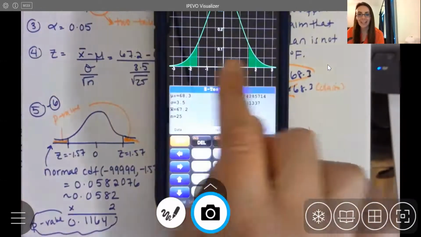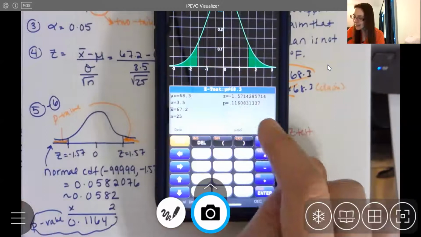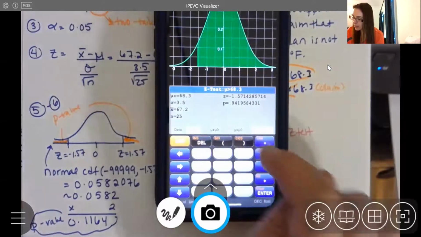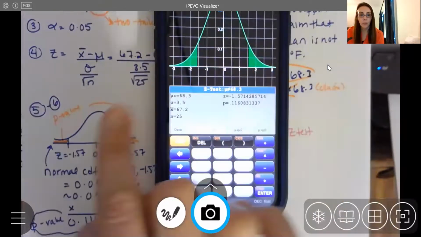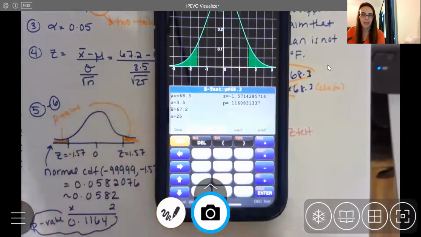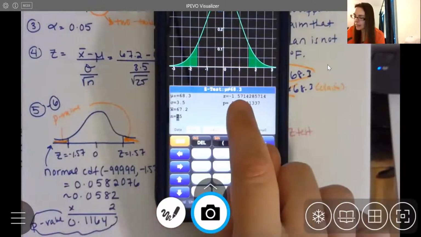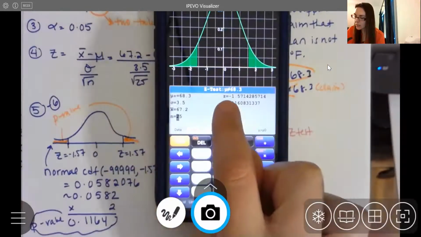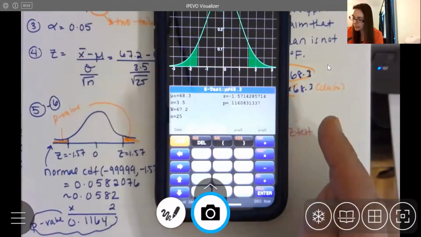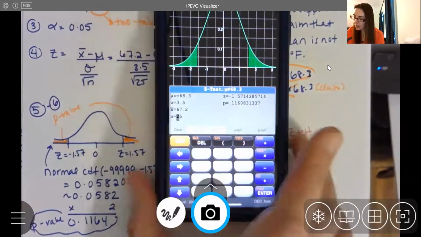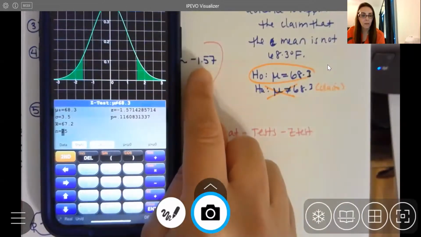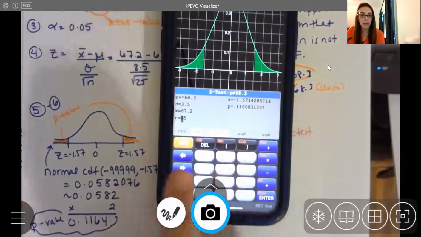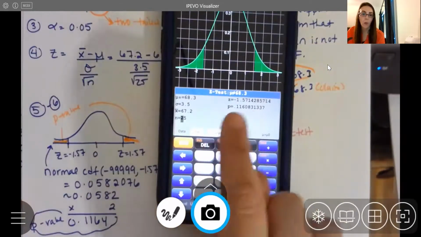And you can see your graph change. Now I have two tails, right? So if I just did one of them, then I only have one side or the other. So here I have a two-tail test, which matches my picture. So it's kind of nice. It's still a good idea to draw the picture. And then once everything is selected, your z and your p-value should be correct here. So you can see the z-value is negative 1.57, which is what we had for our z-value. And the p-value is 0.1161.